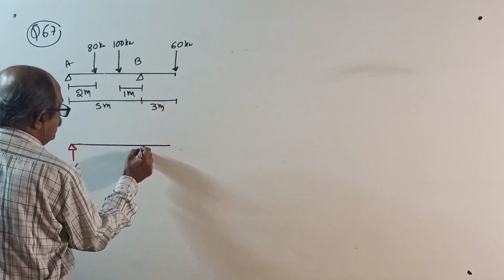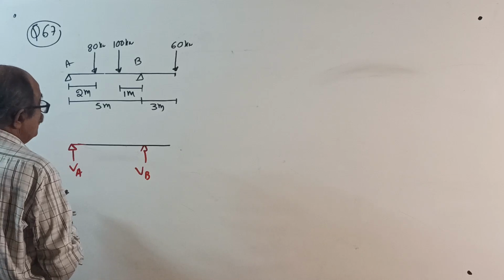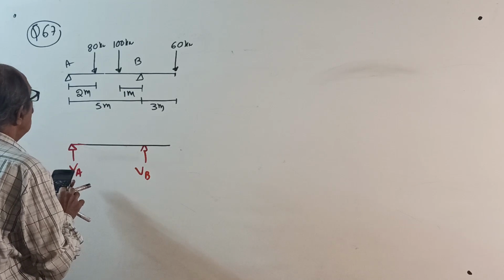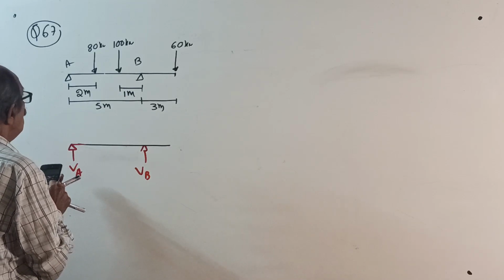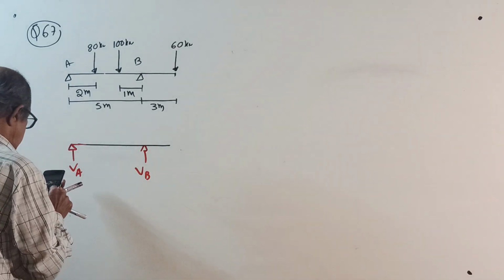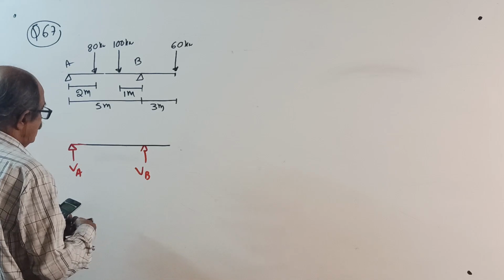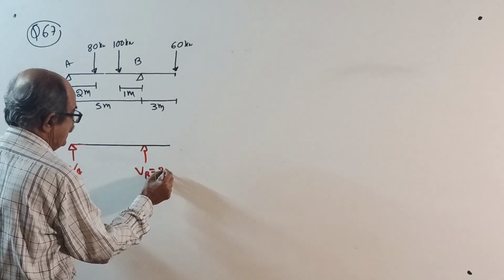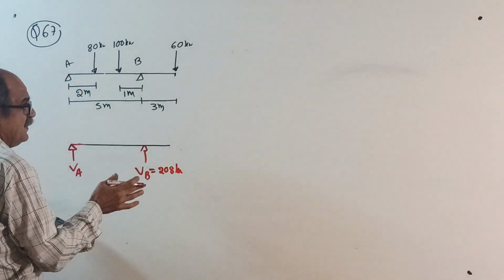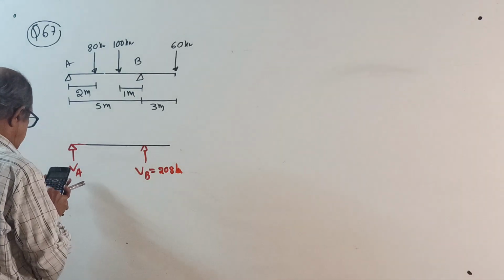VA, VB. These are supports. I won't write AB also now because the supports are known to you. Plus 208 kilonewton. AB equal to, I won't write ABCD here because why waste time? The loading also I won't write from now onwards. You write the loading once again. I will show only the reaction. 208 kilonewton minus 180 minus 60.